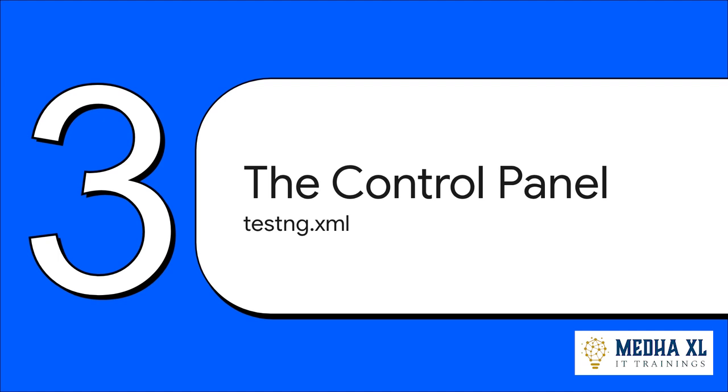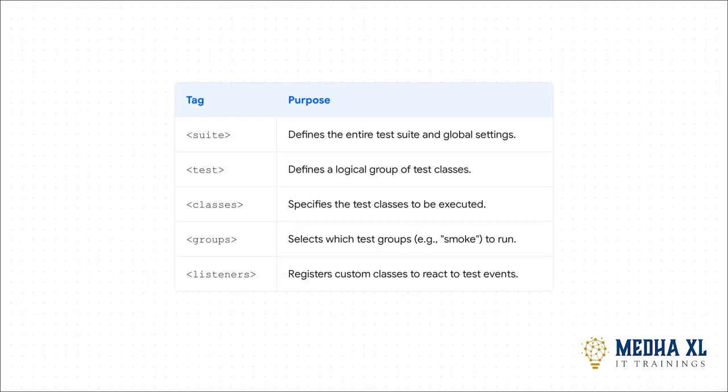But what holds it all together? What directs the show? That would be this one file, testng.xml. Seriously, think of this file as the conductor of your automation orchestra. It tells every single piece of your framework what to play and how to play it. Let's break down what's inside this conductor's playbook.